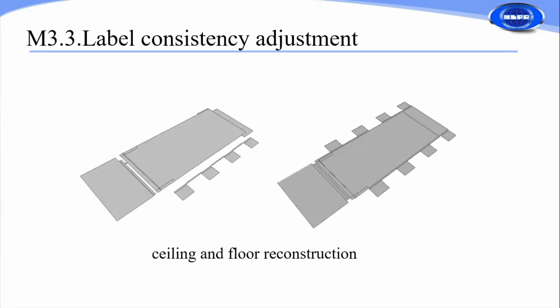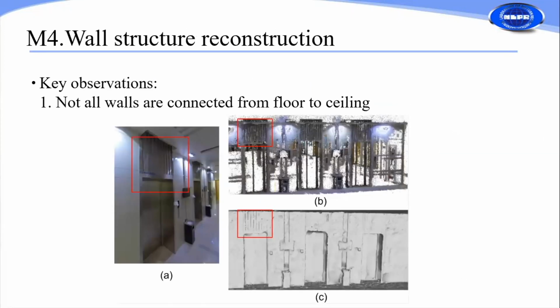Then, by lifting each cell to corresponding planes, we get the ceiling and the floor reconstruction. In our pipeline, the last stage is the wall reconstruction. As shown in the pictures, not all walls are connected from a floor to a ceiling, and thus it is not feasible to recover the wall model by simply lifting the obtained floor plan.